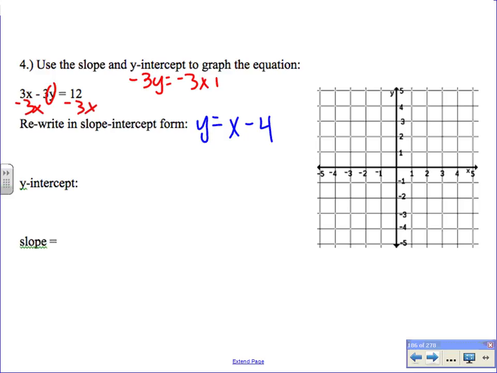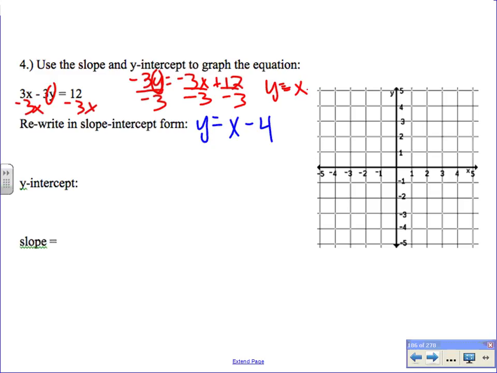Now what do I do? Still trying to solve for y. Then what do I do? You distribute the negative 3. No, this is negative 3 times y, so it's the opposite of multiplying. Right, so I want to divide everything by negative 3. Okay, so then y equals negative 3 divided by negative 3 is positive 1, so positive 1x. 12 divided by negative 3 is negative 4. Y equals x minus 4.